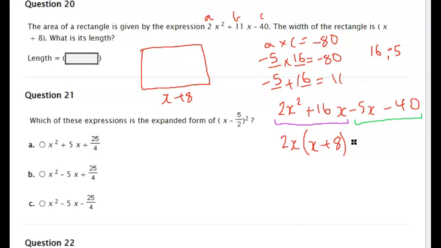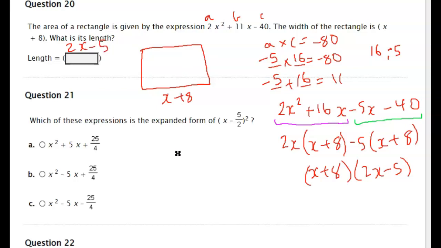And then in this next section, now I can already see, because this is positive, that this number that I'm taking out as a common factor has to be negative. So taking -5 out as a common factor, and I'm left with x plus 8. So then I've got x plus 8 multiplied by 2x minus 5. So in this spot here, your length is going to be 2x minus 5.